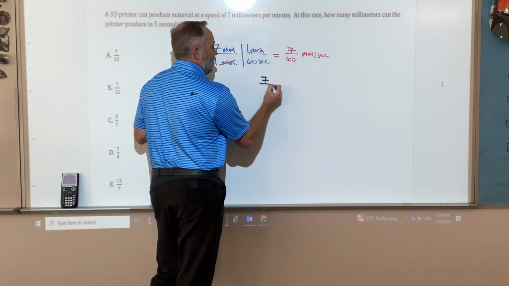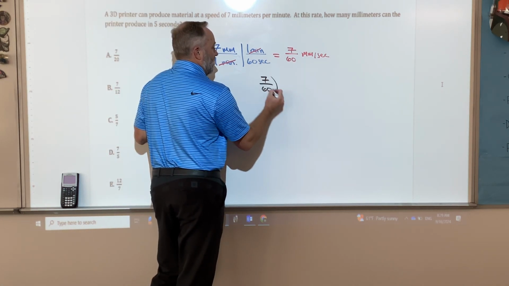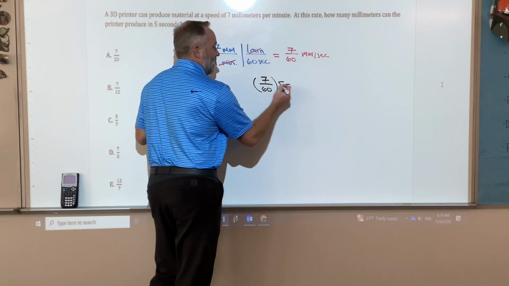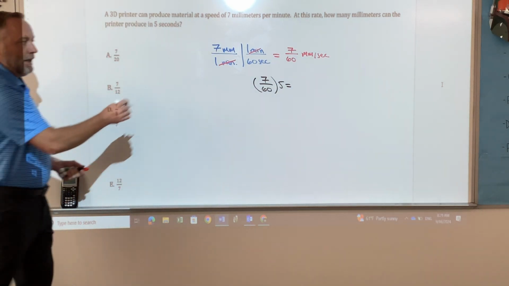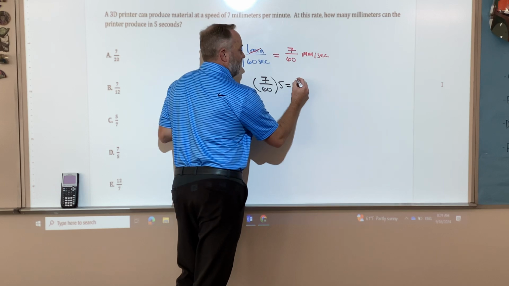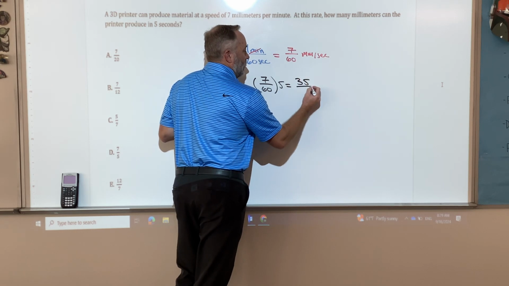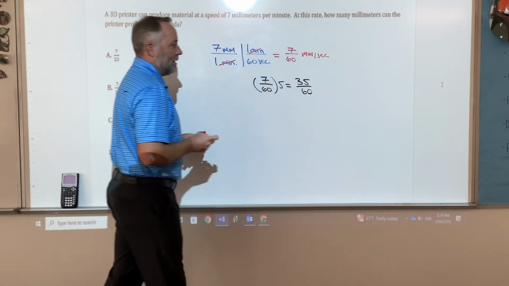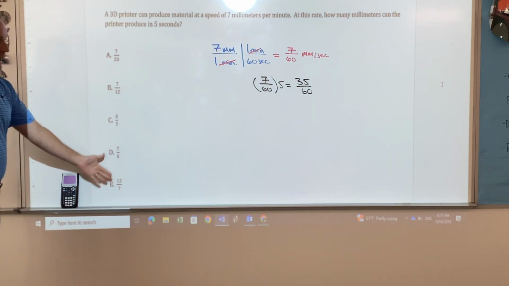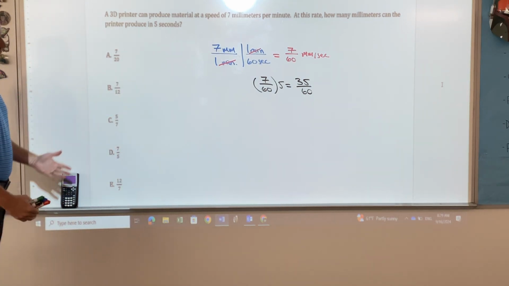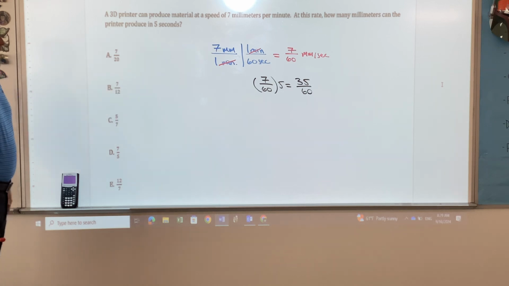So 7/60 times 5, that's like multiplying by 5/1. You can use a calculator if you need to, but 7 times 5 is 35. So now we have 35/60. And if you look at our possible answers, 35/60 isn't any of them, but what needs to happen is we need to simplify that ratio.